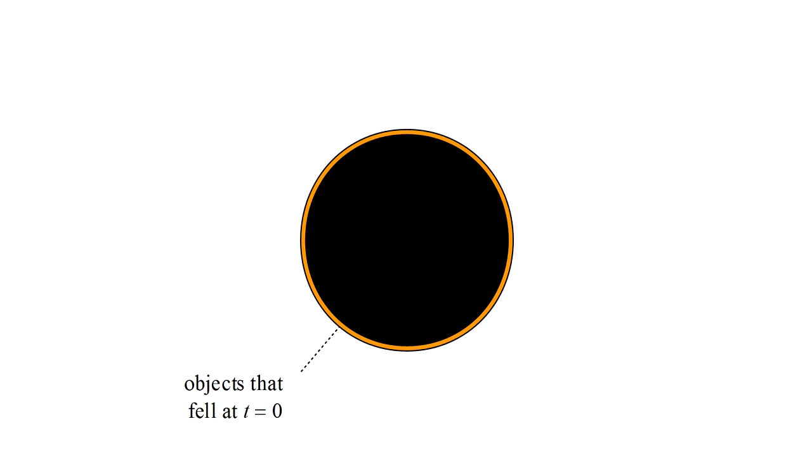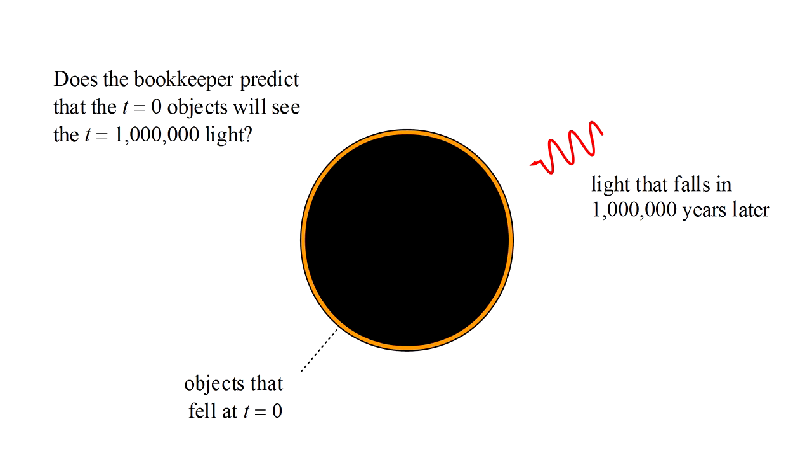But this seems to create a paradox. According to the bookkeeper, the rock and all other objects that fell into the black hole at t equals 0 are frozen at the event horizon. Now, what happens if 1 million years later, according to the bookkeeper's clock, light falls into the black hole? Does the bookkeeper predict that the rock will be illuminated by this light? After all, the light is headed for the horizon, and the rock, by the bookkeeper's reckoning, is still there. Yet the rock only experienced a few seconds of events before being consumed by the central singularity.